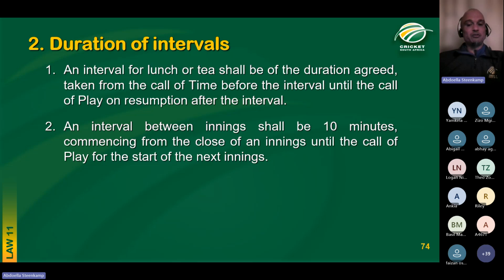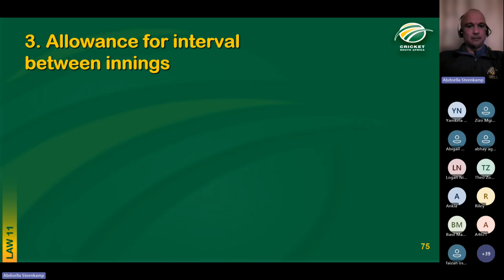When it comes to the interval between innings, 10 minutes. And that 10 minutes shall be from the second that the last wicket fell, and the first ball needs to be bowled 10 minutes later. So let's say the 10th wicket fell at 11:13. The first ball needs to be bowled at 11:23, 10 minutes later.